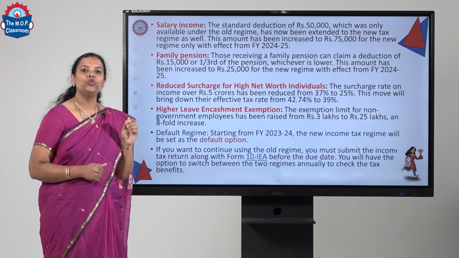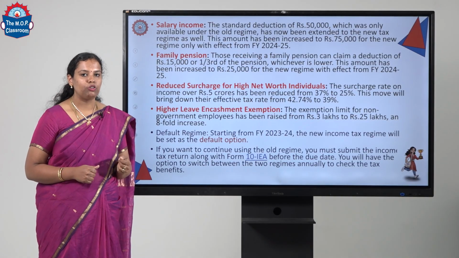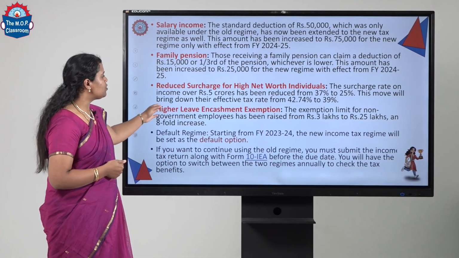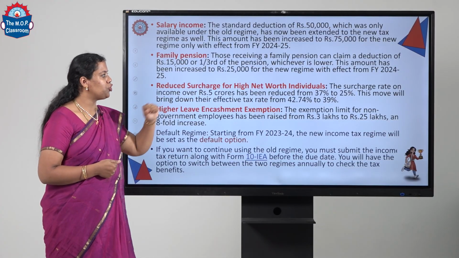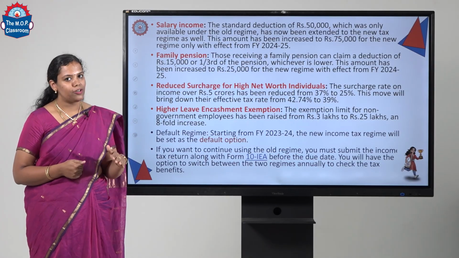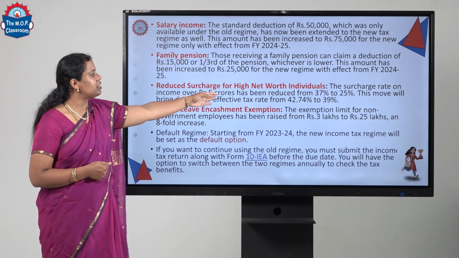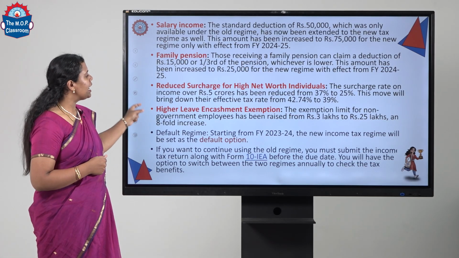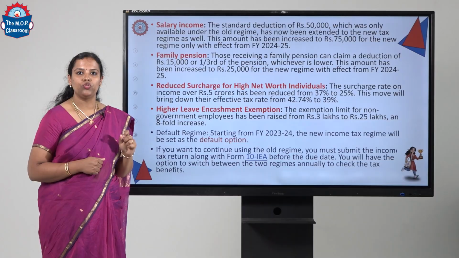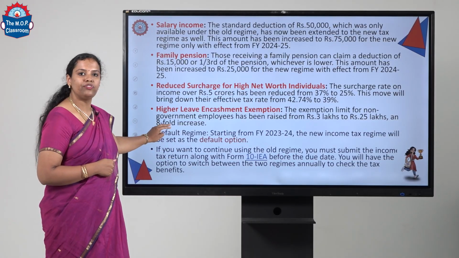For those people who are earning income above 5 crores, their surcharge has been reduced from 37% to 25%, and this will bring the effective tax rate down from 42.74% to 39%. This will actually be more beneficial to a super rich person who can claim the tax benefit here. Next is the higher leave encashment exemption. This exemption limit has been raised from 3 lakh to 25 lakhs, which is actually an 8-fold increase.